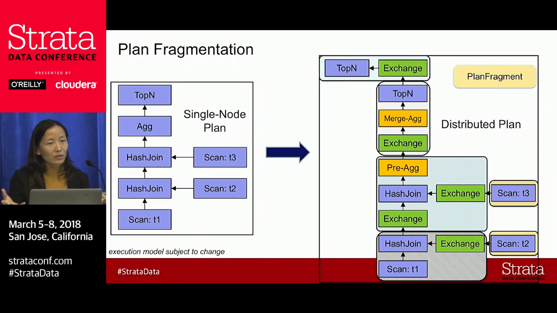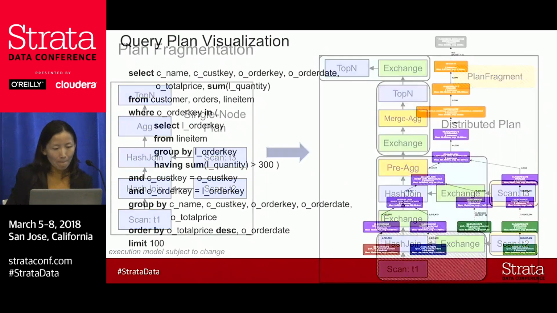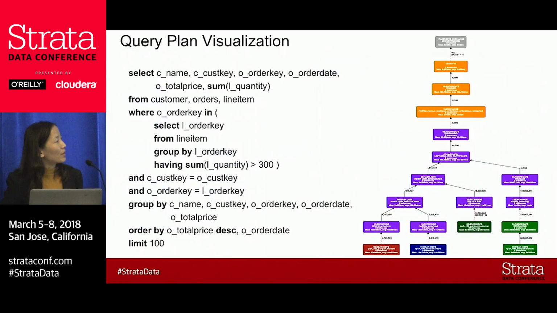Because each node can have different data, different resource usage, they will have different metrics. So the fragment instance reflects what the resource usage is on this particular host. This is just the visualization tree. We already saw it once in the demo. You can get it from the Impala web UI.